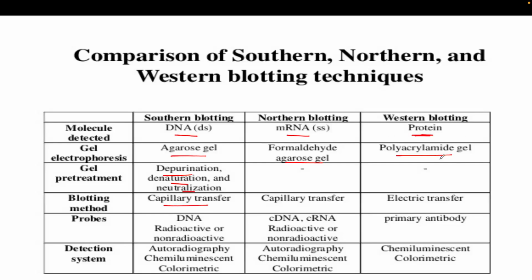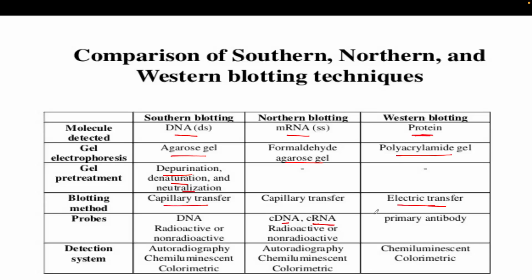But in the case of western blotting, you have to perform the electric transfer. The transfer happens in the presence of electric current. And in southern blotting, the probe is DNA, which can be radioactive or non-radioactive. In northern blotting, it can be complementary DNA, and it can be complementary RNA also. So in northern blotting, you can use DNA and RNA as a probe, and it can also be radioactive or non-radioactive.